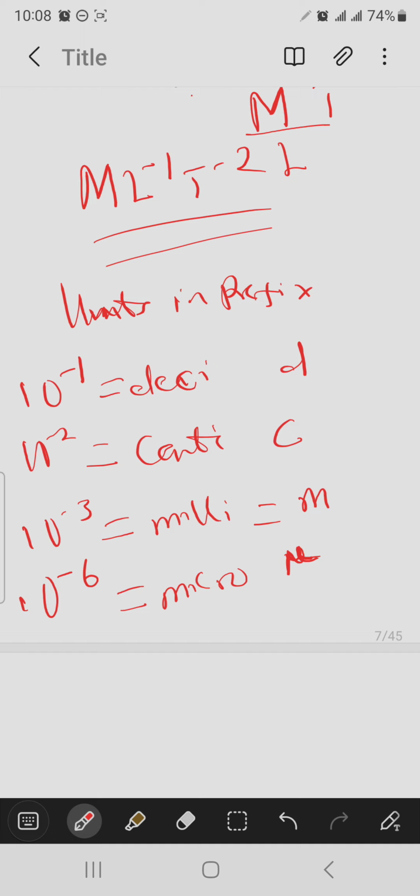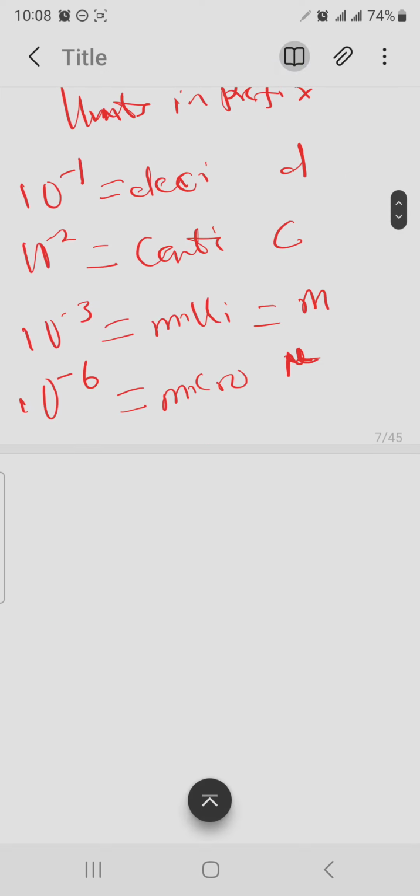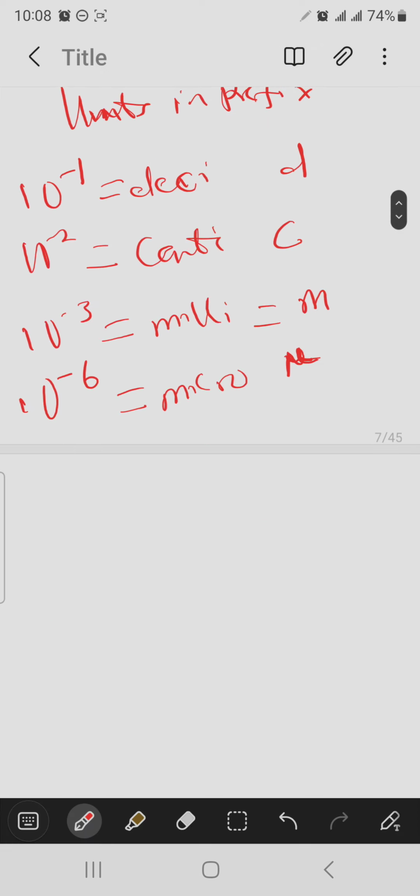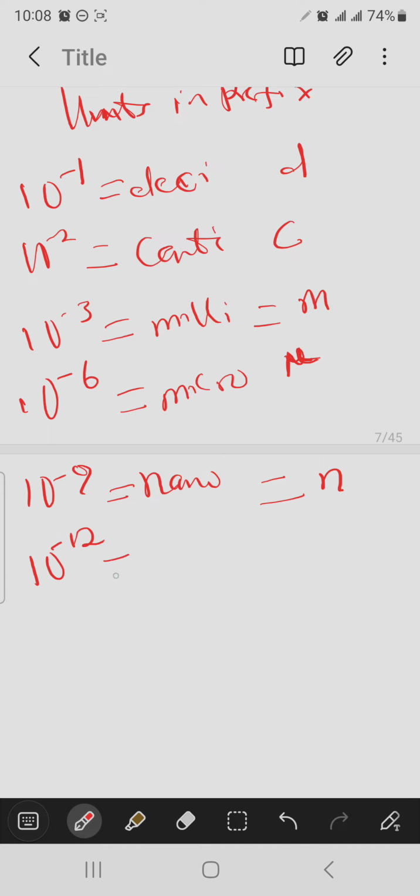We call it micro, like we have microfarad. When we are doing electrolysis in chemistry, we call it microfarad, and I hope you understand this. We have 10 raised to the power minus 9, we call it nano. So this one is going to be a small letter n. And the last one I will talk about is minus 12. We call it what? Pico.